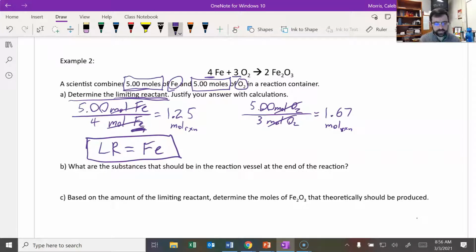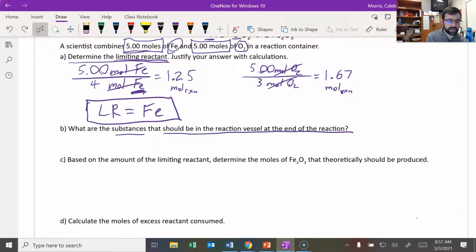What are the substances that should be in the reaction vessel at the end of the reaction? So after it's completely finished, as much as possible, what should be left? Well, Fe is used up. It's our limiting reactant, so it's gone. I should have the excess reactant, which is O2, and I should also have some product, which would be Fe2O3. So the substances in the reaction vessel are O2 and Fe2O3. Again, what's left in the reaction vessel is always the excess reactant and any products that are formed.